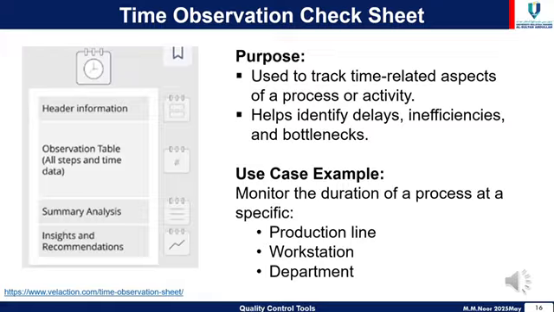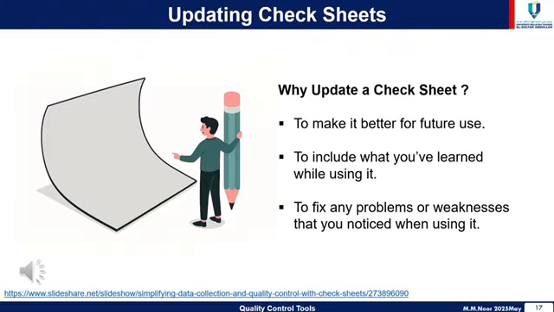Okay, next part is the time observation check sheet. The purpose of the time observation check sheet is to track time-related aspects of a process or activity. Second, it helps identify delays, inefficiencies, and bottlenecks. Use case example: monitoring the duration of a process at specific places, which are 3: production line, workstation, and department.